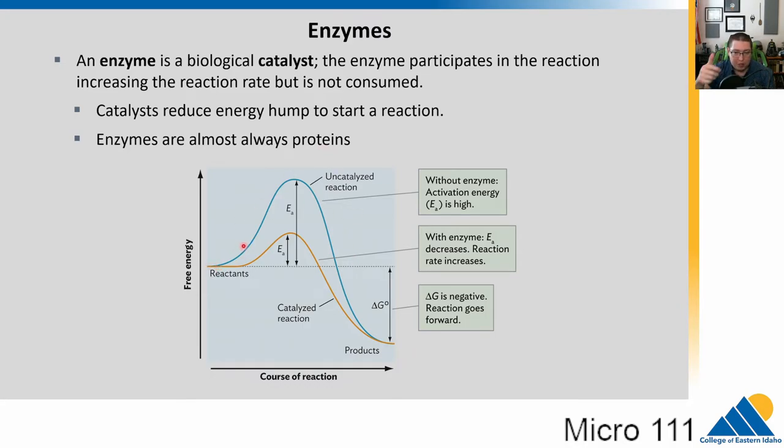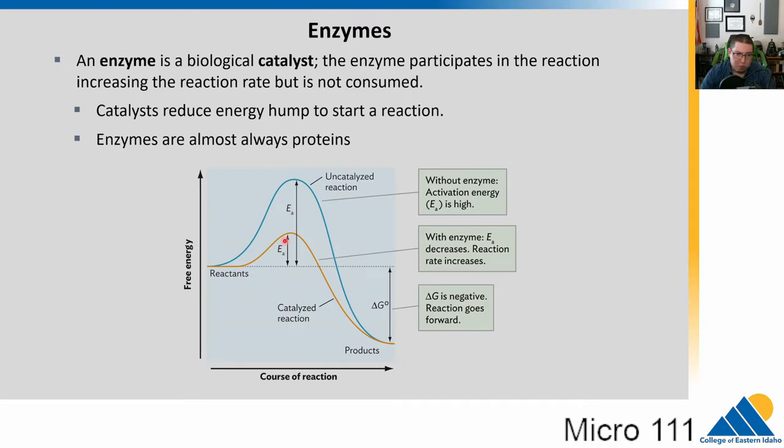In our previous example, the spark from our igniter added energy to get us over the hump and start the reaction going. In biology, we don't spark our cells or anything like that. We have a group of molecules that we call enzymes. These are things called catalysts, which basically lower the energy needed to start the reaction. So catalysts reduce this energy hump that we have to get over to start a reaction. In our cells, enzymes are pretty much always proteins. And the enzyme doesn't actually participate in the reaction. It doesn't get used up. It just helps lower this hump.